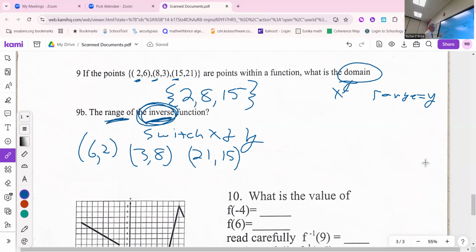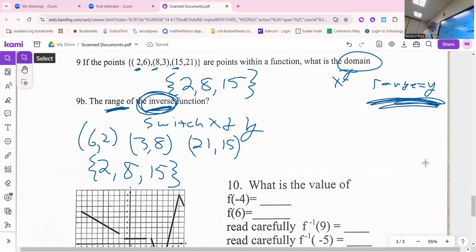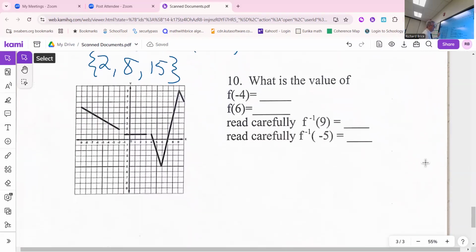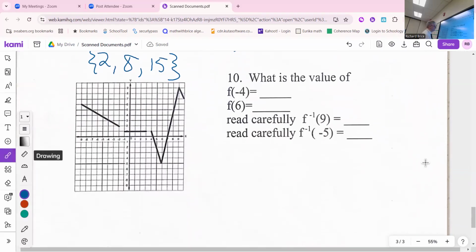Then I think range are the Y values. Range are the Y values. 2, 8, 15. Oh, smackerdoodle. I told you there were two ways to do it. The second way is the domain is the new range when you talk about inverse functions. The domain is the new range. How about that? Sneaky.